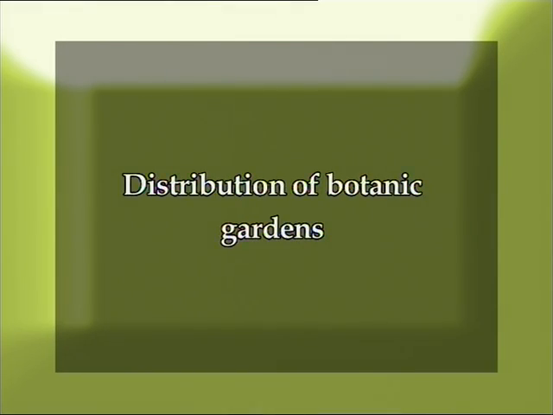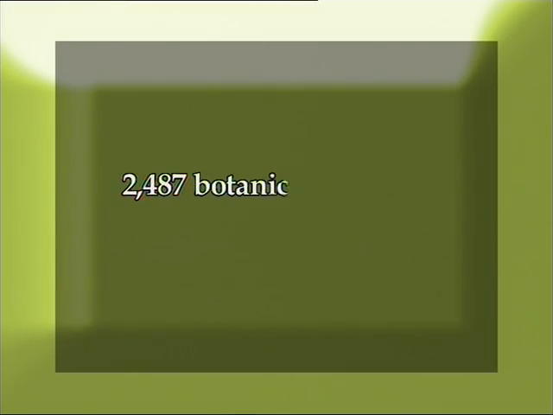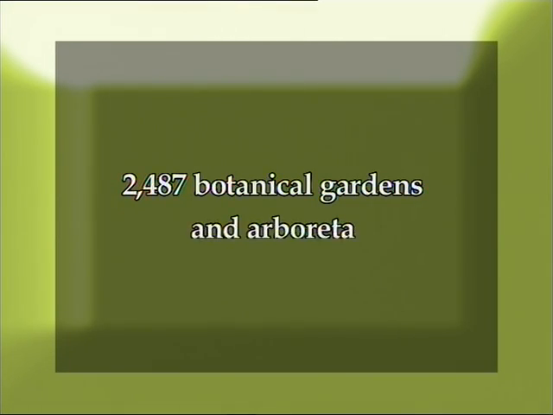Now, we will discuss distribution of botanic gardens. At present, there are about 2,487 botanical gardens and arboreta in the world, receiving over 100 million visitors per year. A large number are located in Europe and a good number of botanical gardens are found in Italy, including the University Botanical Gardens. Thus, Italy boasts a historic first with respect to botanical gardens, most of which were founded in the second half of the 18th century and in the 19th century.